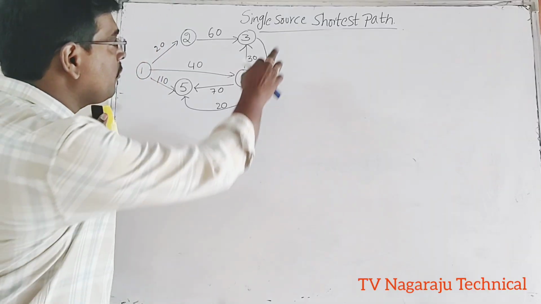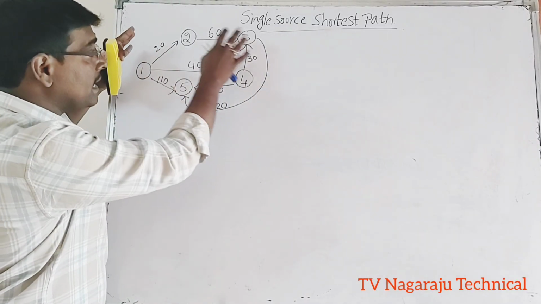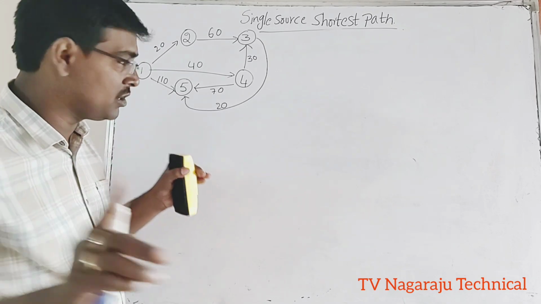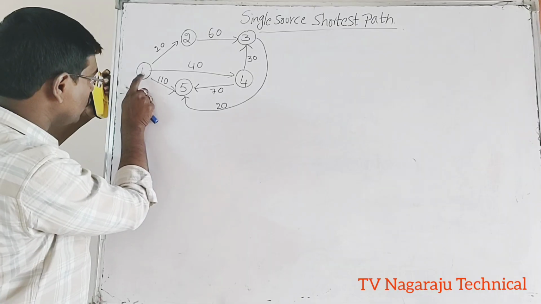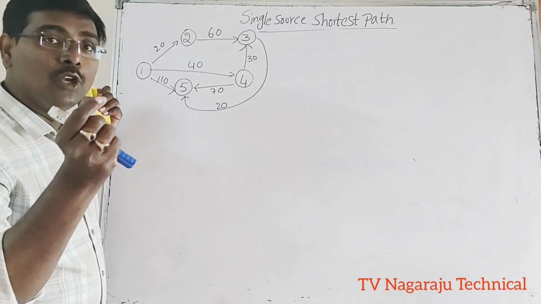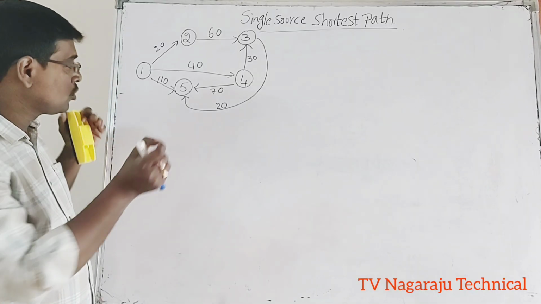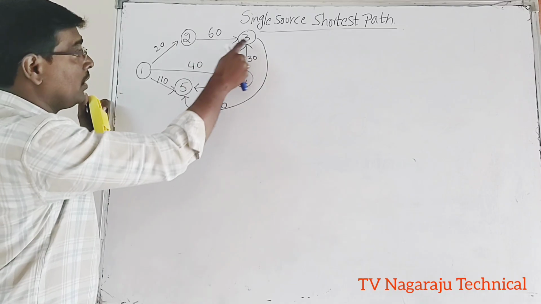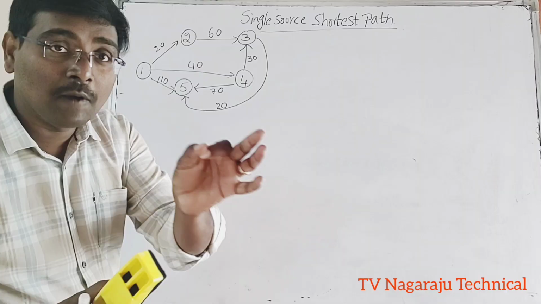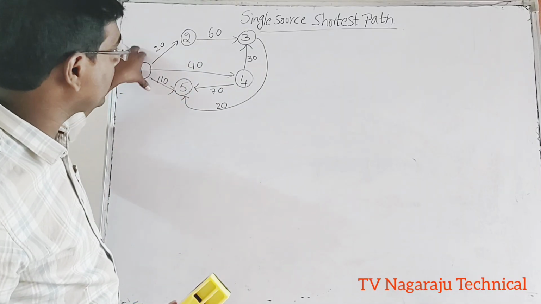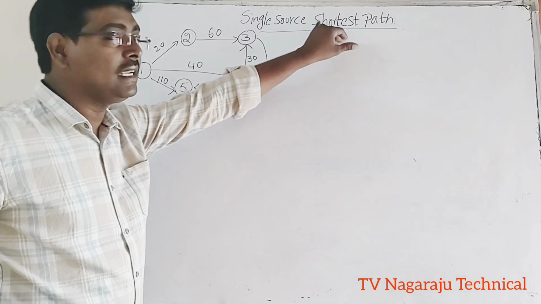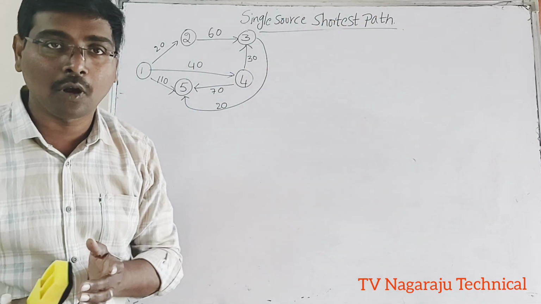What is the aim of this single source shortest path? In the given graph, you consider one vertex as the source vertex. That is your wish. Suppose for this graph, assume I consider 1 as the source vertex. What is our aim? You need to identify the shortest path from 1 to 2, 1 to 3, 1 to 5, 1 to 4. You got it? Identification of the shortest path from one source vertex to all the remaining vertices in the given graph. That is the aim of the single source shortest path problem.